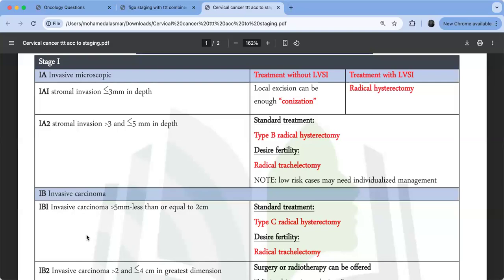Do you remember 1B? Yes, there was a spread and the tumor size became bigger. In 1B1, the tumor size was 2 cm in dimension. What is the management for it? Also radical hysterectomy. Here it's type C, but it's radical hysterectomy. For the woman who desires fertility, is there any hope? 1B1, lesion 2 cm or less? Any hope for fertility?